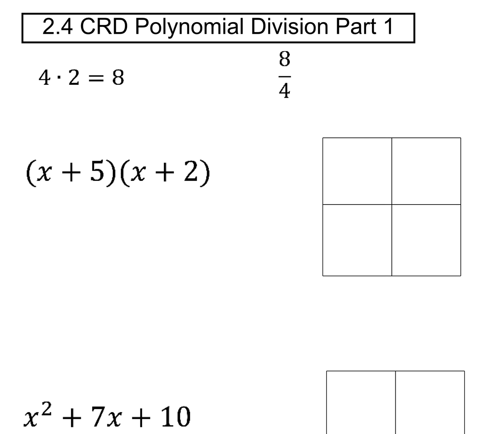2.4, CRD Polynomial Division Part 1. There are going to be two parts to this lesson because I think it makes a lot of sense for you to watch the video for Part 1 and then do problems 1 through 24 in the book, and then come back and do Polynomial Division Part 2 and then do the second half of the lesson. I think if you watch all of it at once, it'll be a little bit confusing. So I think that was the best strategy.